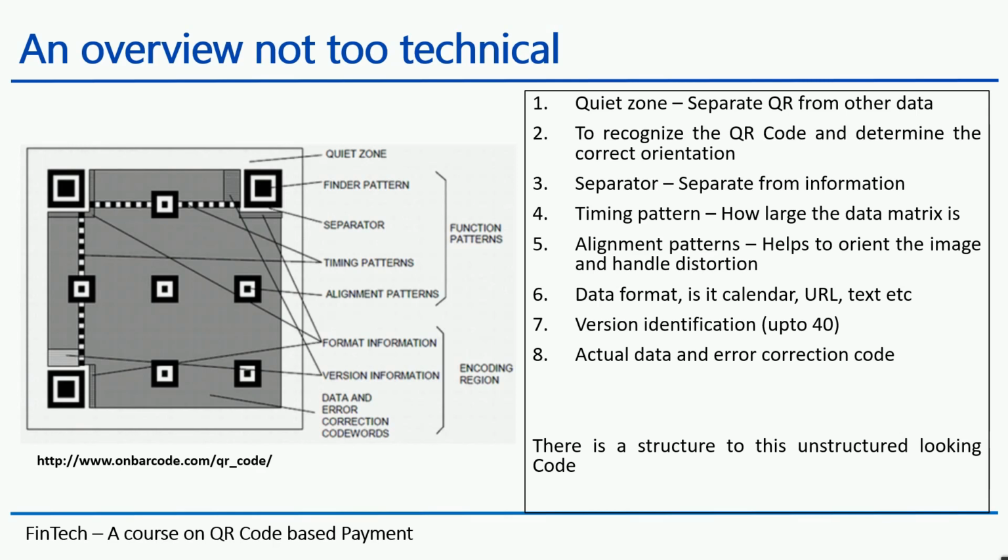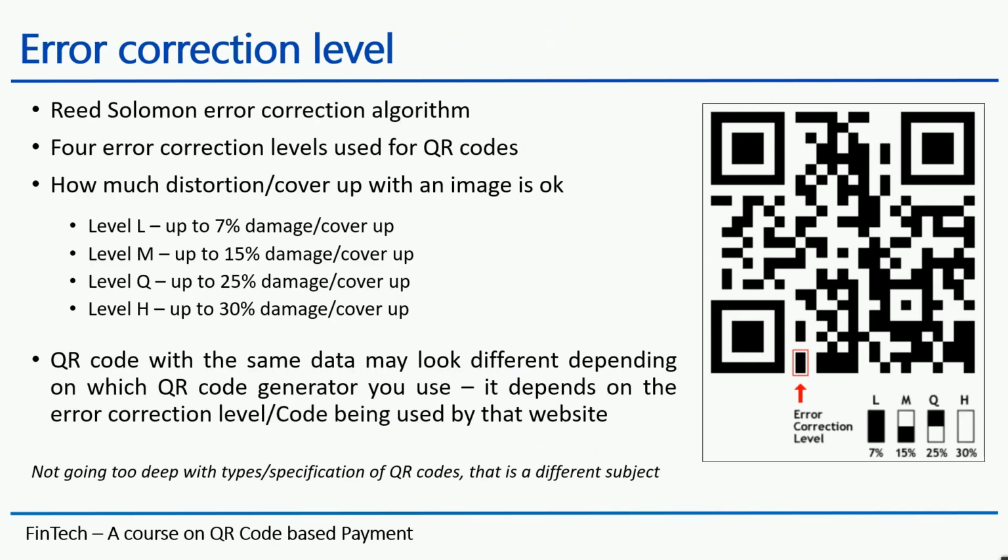But after understanding different parts of a QR code, now you will appreciate that there is a structure in the QR code, and there are different parts in the QR code which play together to perform a predefined action. So let's see what the error correction levels are.